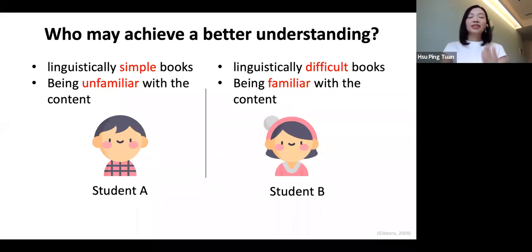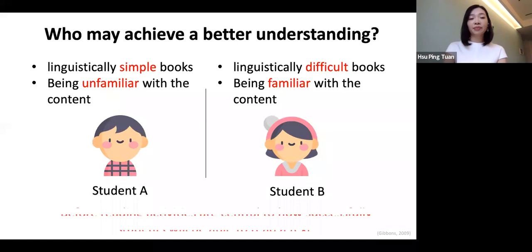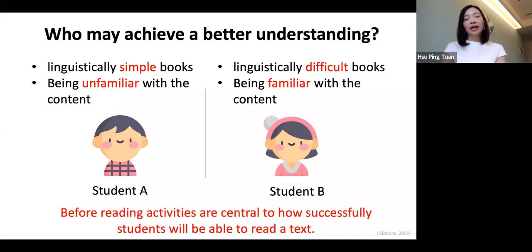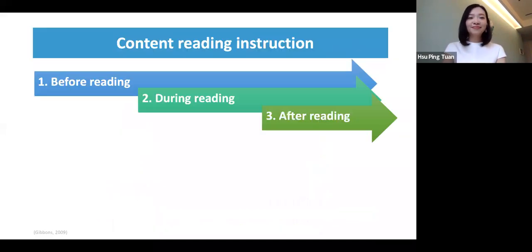And so the answer is student B. Yes, some of you already mentioned that's because of the context. Actually this question comes from a study. This study tries to tell us that before reading activities are central to how successfully our students will be able to read the text. So that's why today I will put great emphasis on before reading activities. And later you will see how I do this.